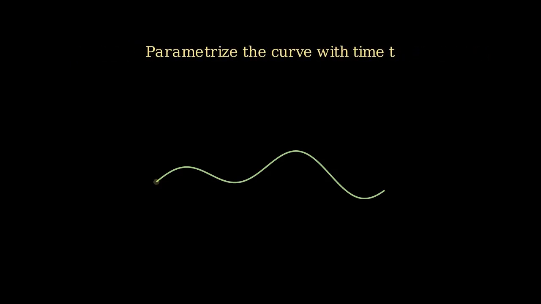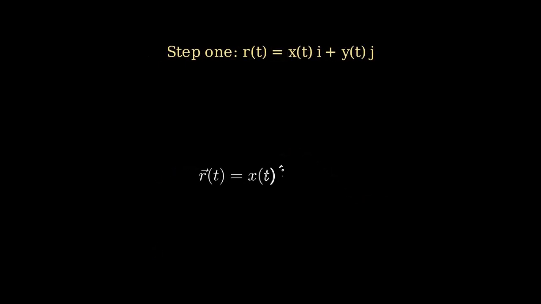Before we touch any line integral, the curve must first be written using a single variable, t. Think of t as time. As t ticks forward, an imaginary point walks along the curve, tracing it out. So step 1, always, is to parametrize the curve. We write r of t equals x of t times i plus y of t times j.